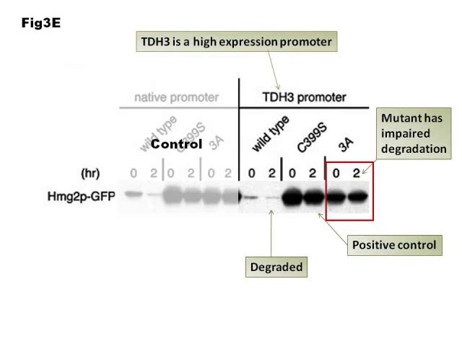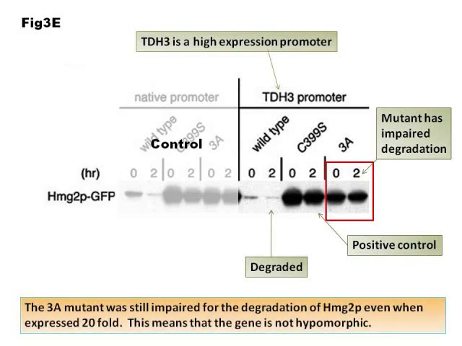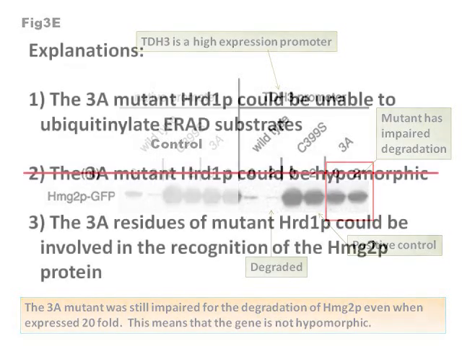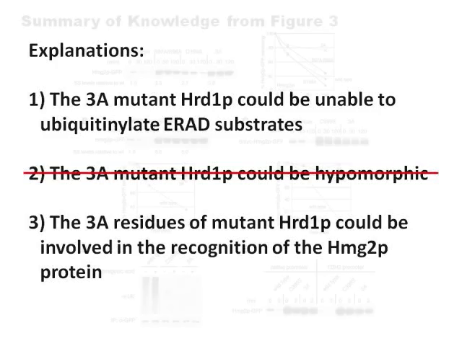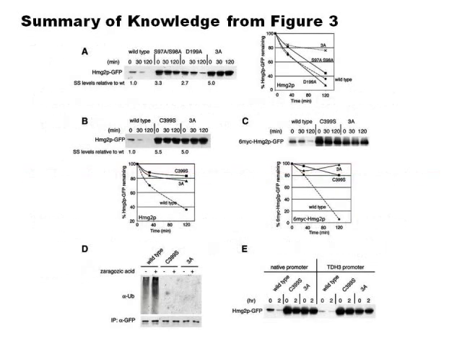There is little change in the band intensity from 0 to 2, indicating that the degradation of the HMG2P protein was still impaired even when the protein was expressed 20-fold. This means that the gene is not hypomorphic, and so we can cross this possibility off of our list. So what have we learned from Figure 3?